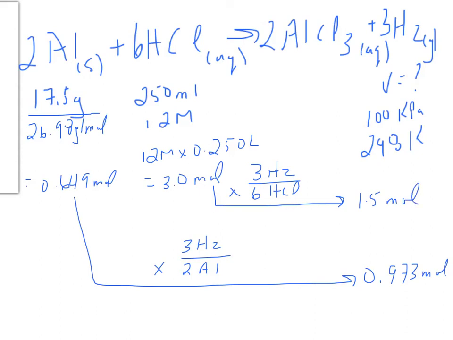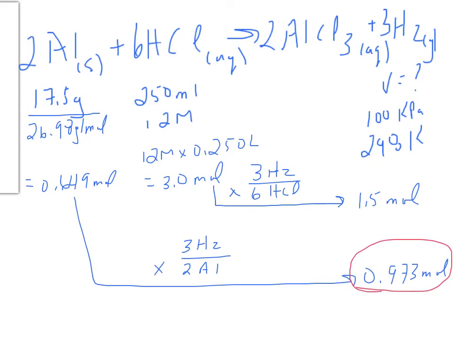To figure out which is the limiting reactant, you compare your two new numbers. Since this number is smaller, if we follow back, it means aluminum is our limiting reactant. It was present in the smaller amount. So now, any other question I need to answer has to be answered using my aluminum amount.